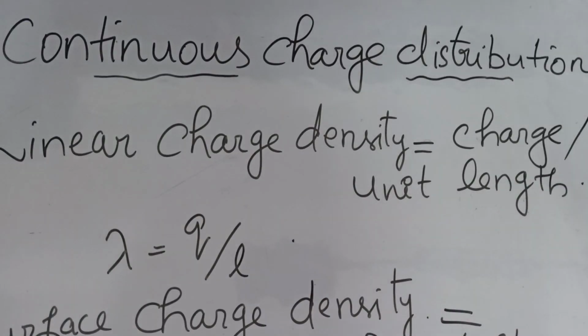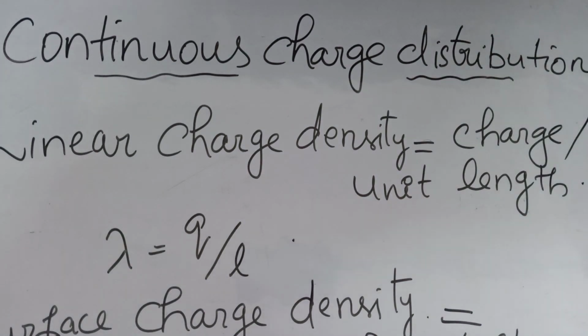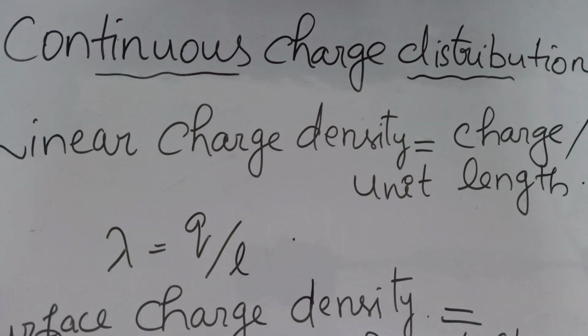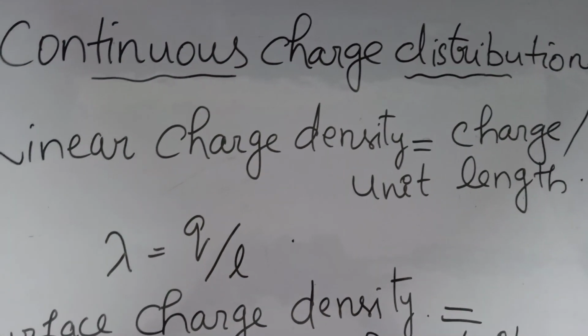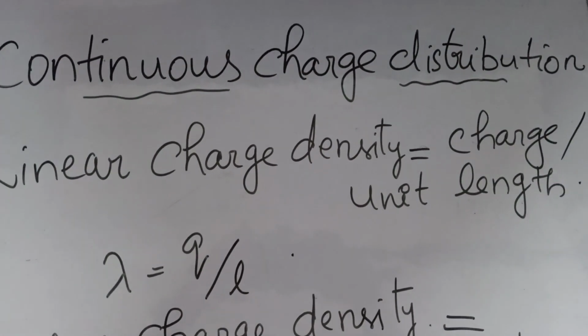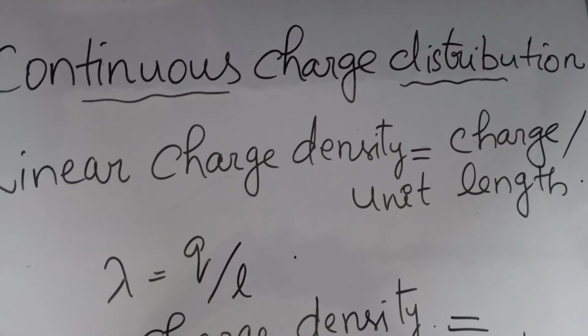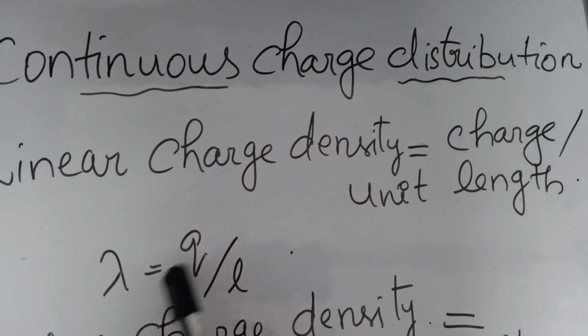Our next topic is Gauss's law. Before moving to Gauss's law, we have to understand some continuous charge distribution because we have to use that in Gauss's law. So for understanding that concept, we can just see what is continuous charge distribution. Here there are three types of charge distributions. First one is linear charge density, then surface charge density and volume charge density. In the case of linear charge density, from the name itself we can understand, that means charge per unit length. Linear charge density is charge per unit length, that is lambda is equal to Q by L.